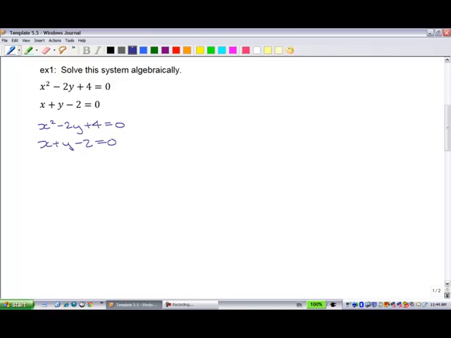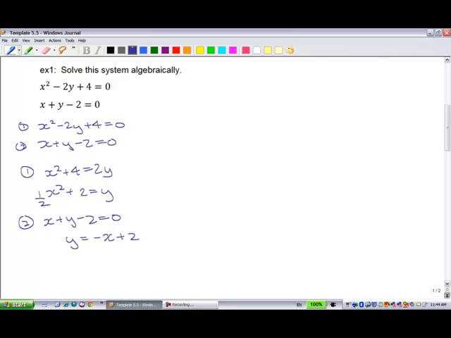So we have equation 1 here, equation 2. So let's work a little bit with equation 1 first. x squared plus 4 equals 2y. x squared plus 4, we'll divide both of those by 2. Half x squared plus 2 equals y. There's equation 1. Equation 2, let's solve that for y. We have x plus y minus 2 equals 0. y equals, basically just subtract x and add 2. There's the other equation solved for y.